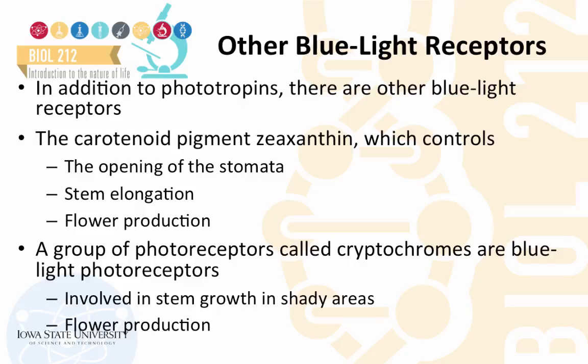In addition to phototropins, there are some other blue light receptors present in plants. For example, the carotenoid pigment zeaxanthin, which controls the opening of the stomata, stem elongation, and flower production. A group of photoreceptors called cryptochromes are also blue light photoreceptors. Cryptochromes are involved in stem growth in shady areas as well as in flower production.